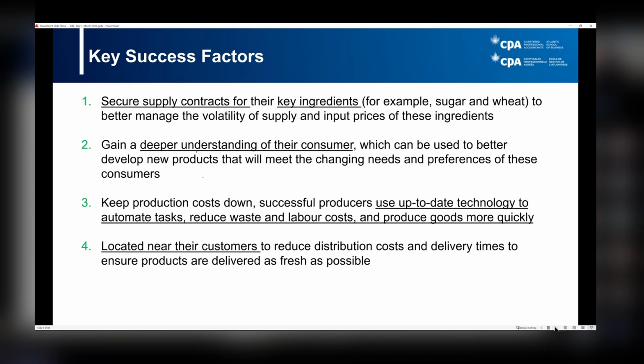So what were they? Secure supplier contracts for their key ingredients, gain a deeper understanding of their consumers, use up-to-date technology to automate tasks, reduce waste and labor costs, and produce goods more quickly, and to be located near their customer. Again, the key success factors don't tend to change. However, they might, and they might add a new key success factor. So be on the lookout when you're looking at the day 1 case.